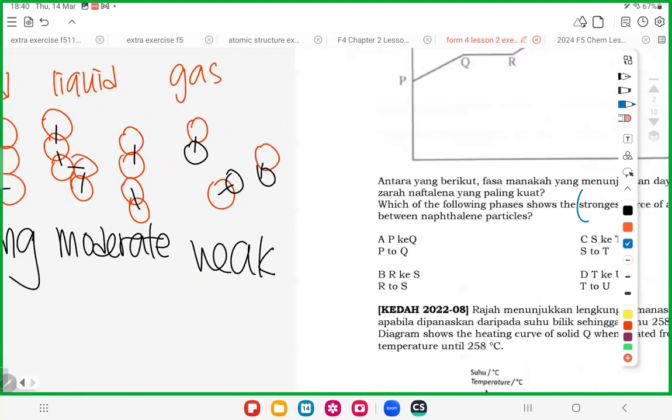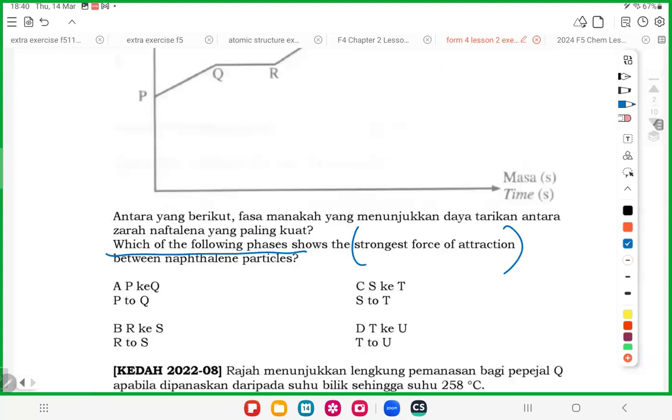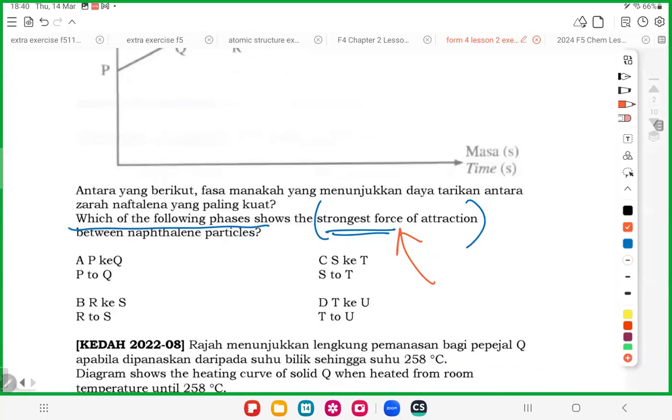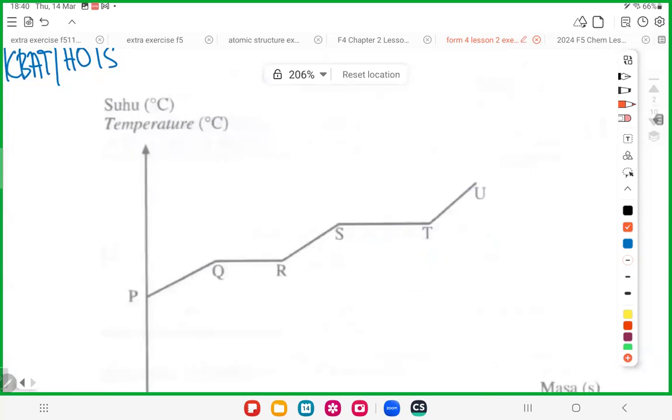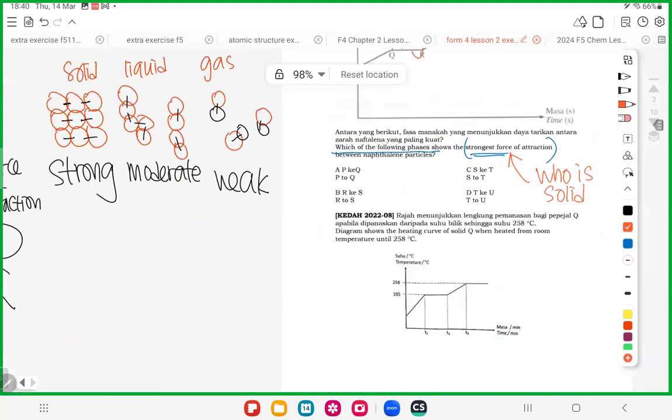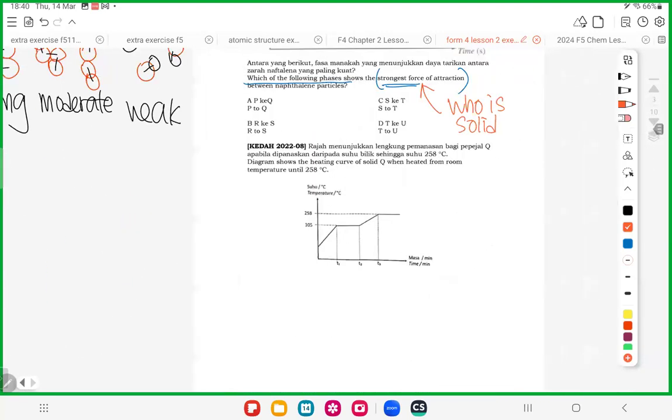So in this case, they ask us who has the strongest force. Actually, what is the hidden question? The hidden question is, who is solid? Because when you are solid, the force is very strong. So how do we know where is solid? When you have two staircases, the first staircase is melting, the second staircase is boiling.